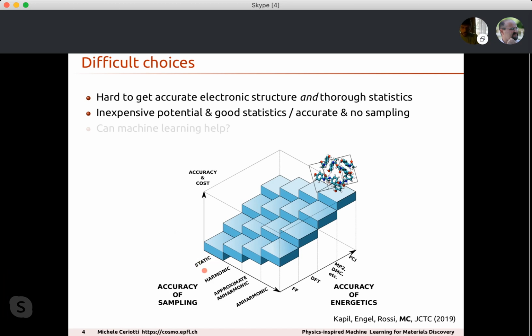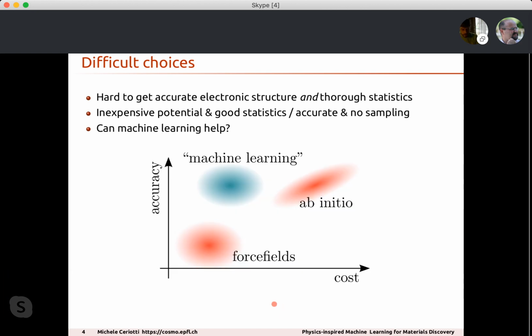So, you could start from a static approximation in which you compute a single configuration of your system. You could use a harmonic approximation, use some kind of perturbative form, or go all the way to performing molecular dynamics and sampling. So the problem is really that you need to find the balance between the accuracy of the energetics and the accuracy of sampling, because if you go along this axis, you will have to compute energy, forces, and properties many times.